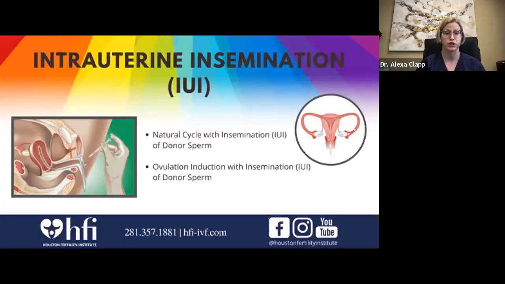The IUI procedure itself is a very easy procedure. It's done in the office, easier than a pap smear. You can see the illustrated picture on the left. A speculum is placed, and then we clean off the cervix with a cotton swab, and then pass a catheter. The catheter is very thin, similar to the size of a pin tip. We pass it inside the cervix, inside the uterine cavity, and inject the sperm. After that, your pregnancy test is approximately 2 weeks later. Each IUI cycle is about a month, mirroring your own menstrual cycle.